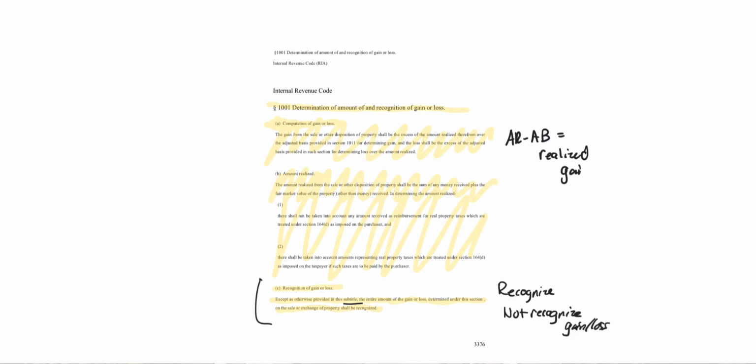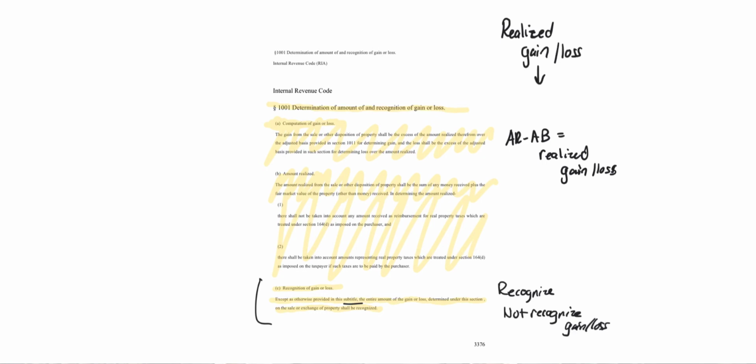Now, by the way, and I mentioned this in the other videos, the difference between realized gain or loss and recognized, as many of you know, recognized gain or loss is what goes in the tax return. So if it's recognized, it goes in the tax return, it gets reported. Realized gain or loss, though, comes before.